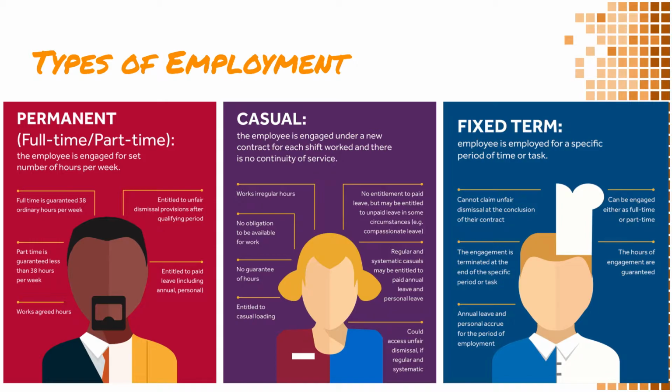You still get annual leave and personal leave and all those leave entitlements based on the number of hours you've been working, okay, just like a part-time employee would. But you can't, at the end of your contract, say, oh, I was unfairly dismissed. If your contract's ended, you signed it, you agreed to it, you knew that your employment would end there. Okay? You can be employed in a fixed-term contract, either part-time or full-time. Okay? So we've got 3 main types of employment.